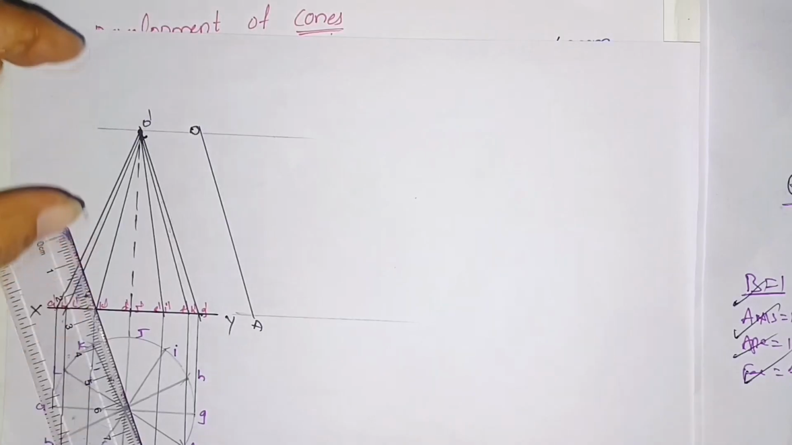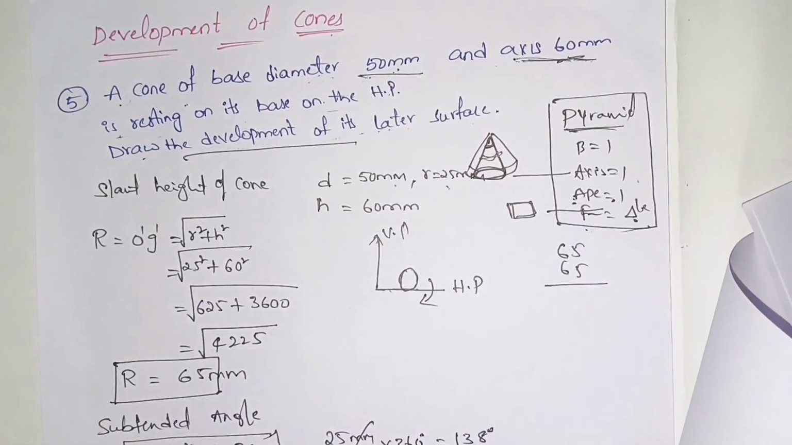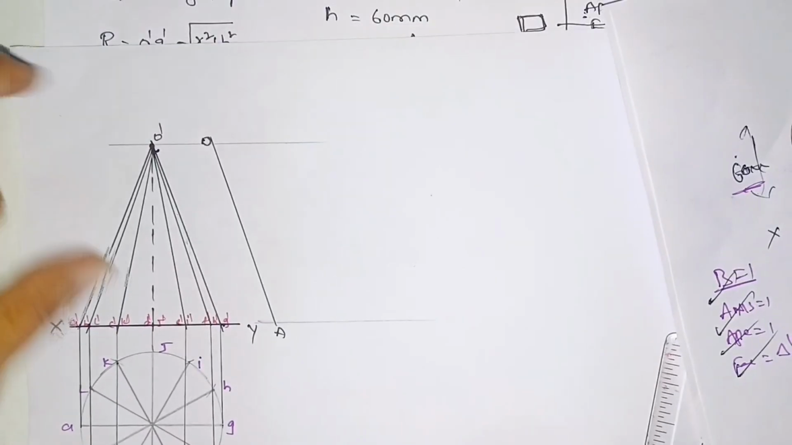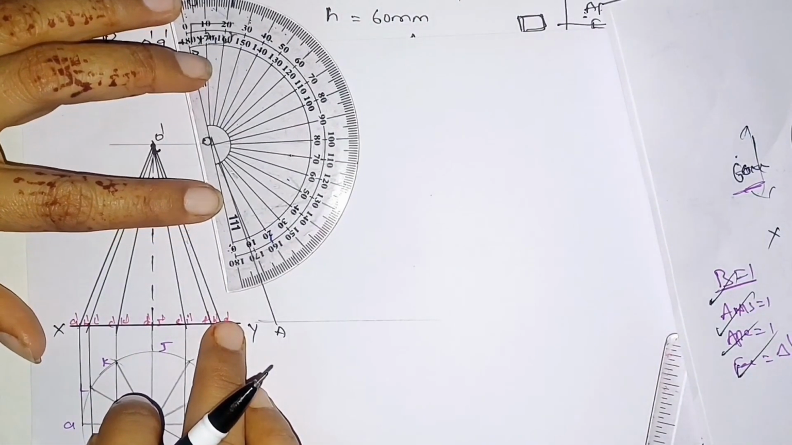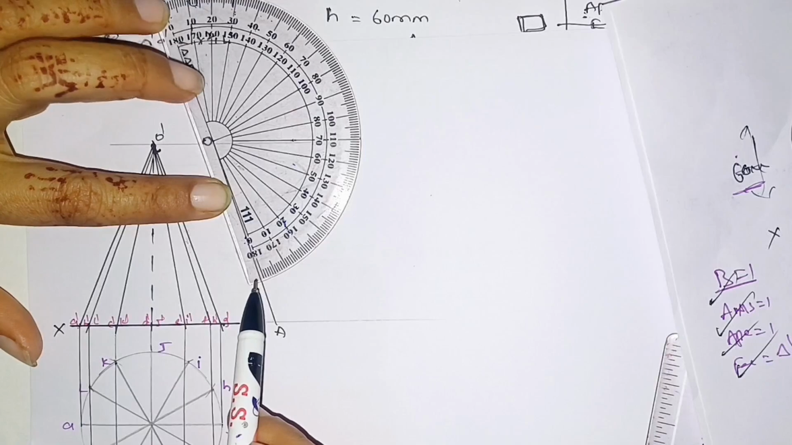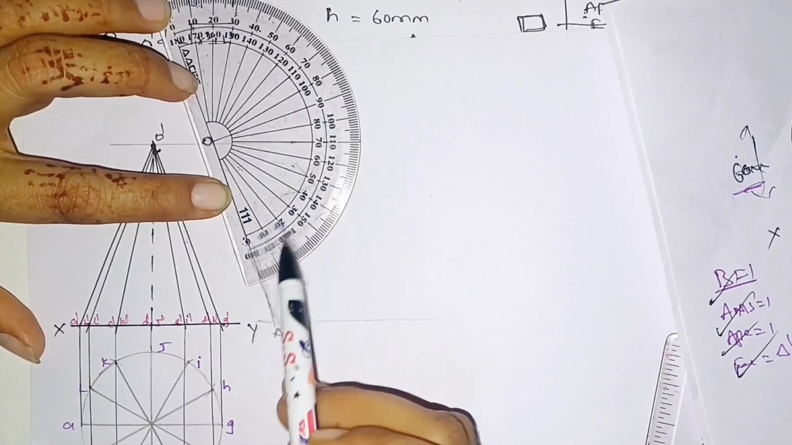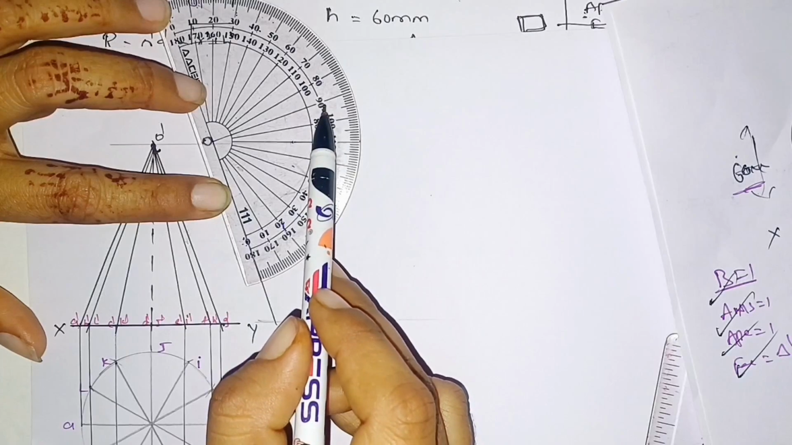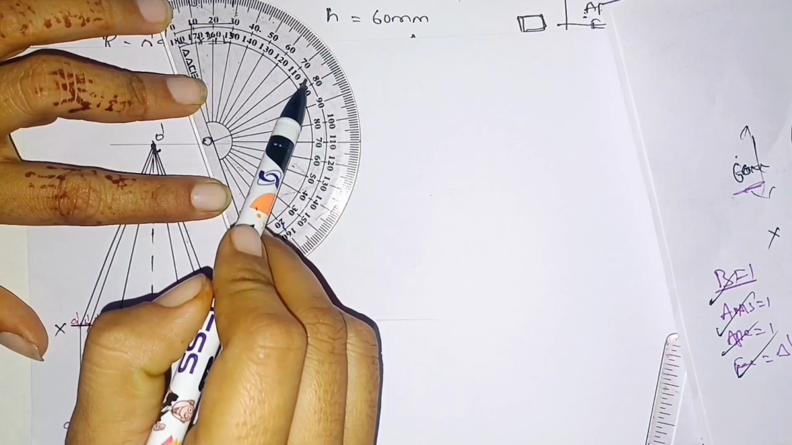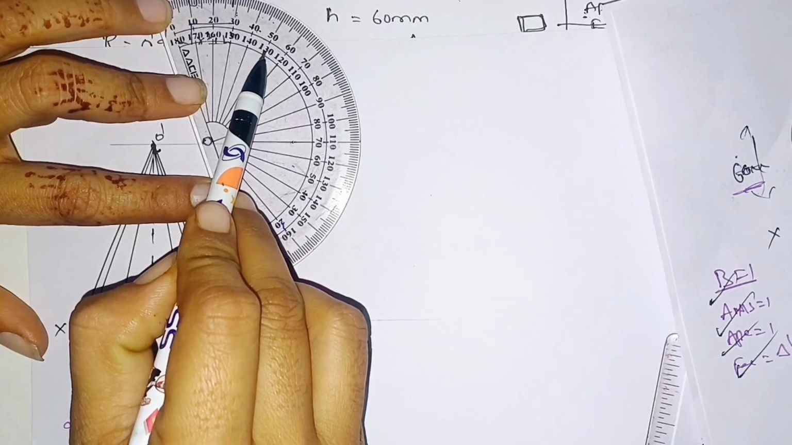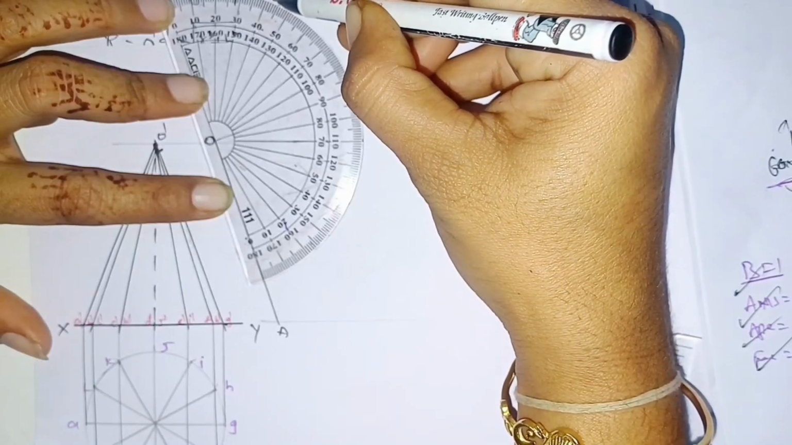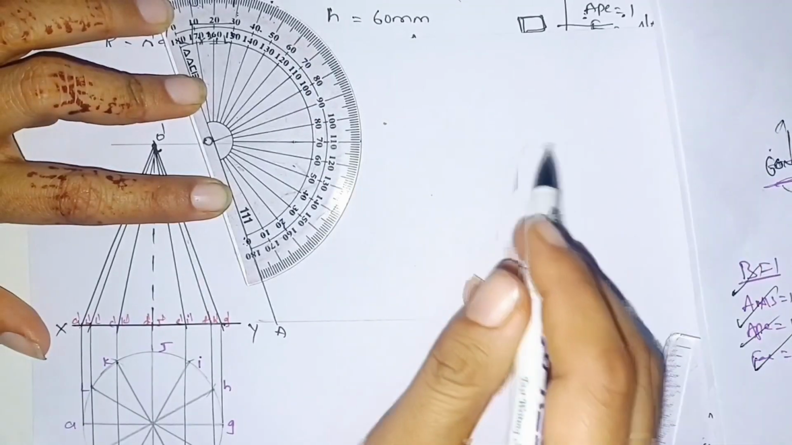Convenient distance, you have to draw one slant height, and this one is O to A. We already calculated the theta value, which is approximately 138 degrees. So take a protractor, place it here, and count from 0: 10, 20, 30, 40, 50, 60, 70, 80, 90, 100, 110, 120, 130, plus 5, 6, 7 and 8. Give a point.